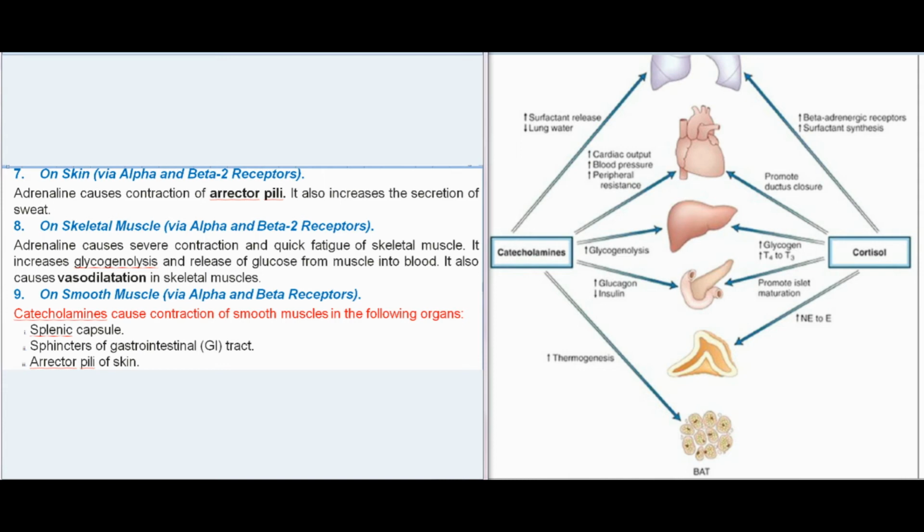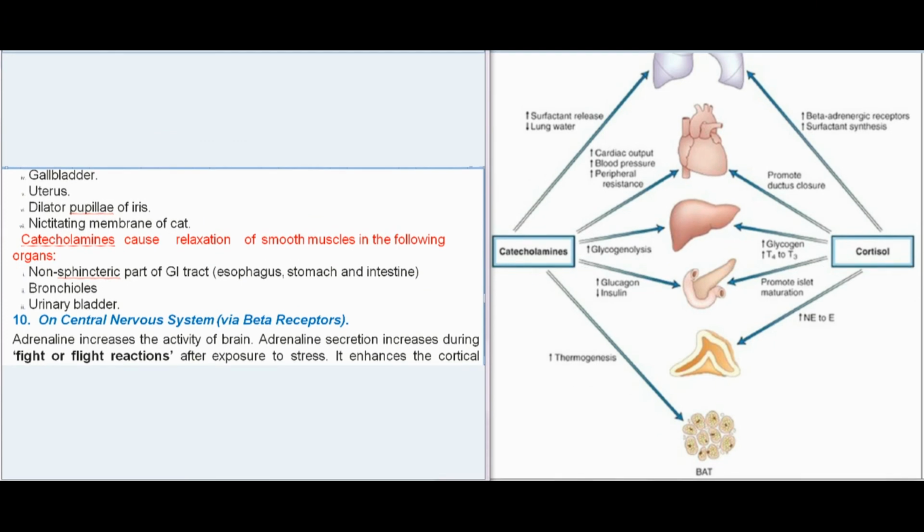On smooth muscle, via alpha and beta receptors. Catecholamines cause contraction of smooth muscles in the following organs: splenic capsule, sphincters of gastrointestinal, GI, tract, erector pili of skin, gallbladder, uterus, dilator pupillae of iris, nictitating membrane of cat. Catecholamines cause relaxation of smooth muscles in the following organs: non-sphincteric part of GI tract, esophagus, stomach and intestine, bronchioles, urinary bladder.